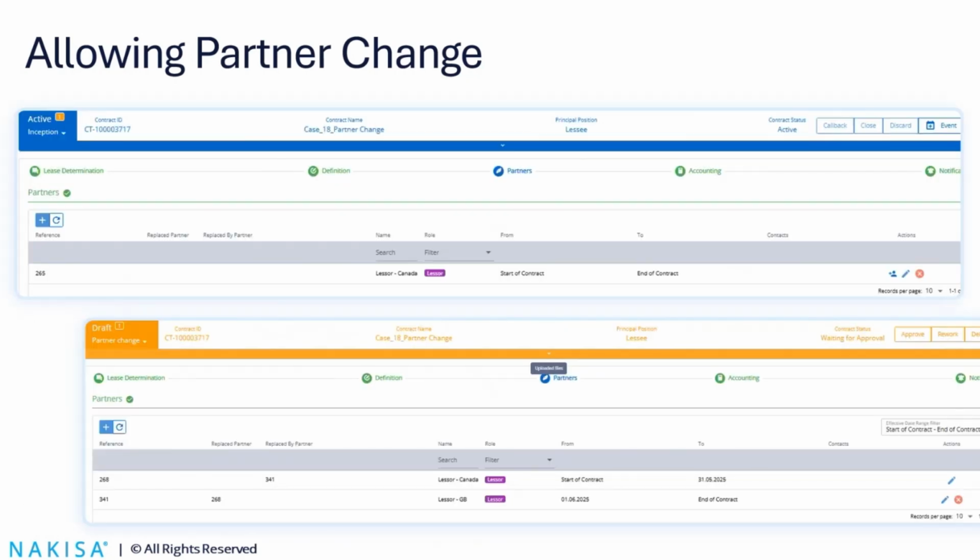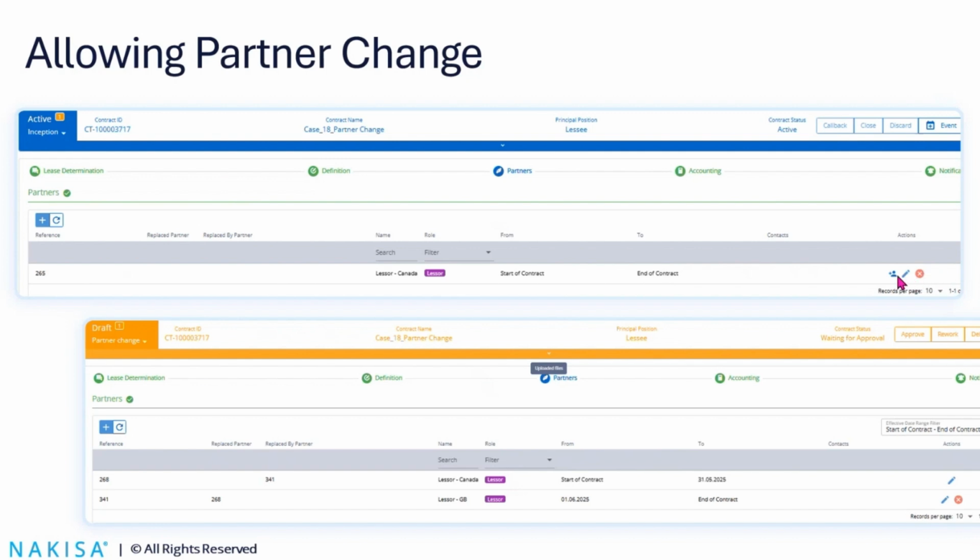I go and look at the contract level. An example is where I'll see, for this contract ending 717, I have a lessor in my partner page whereby it is a Canadian lessor. And it says you have the same lessor from the start of the contract and at the end of the contract, the same lessor.